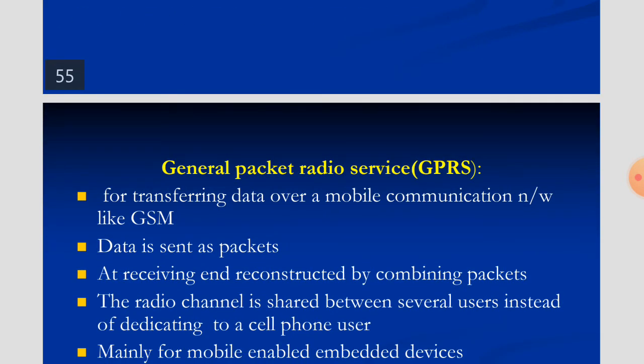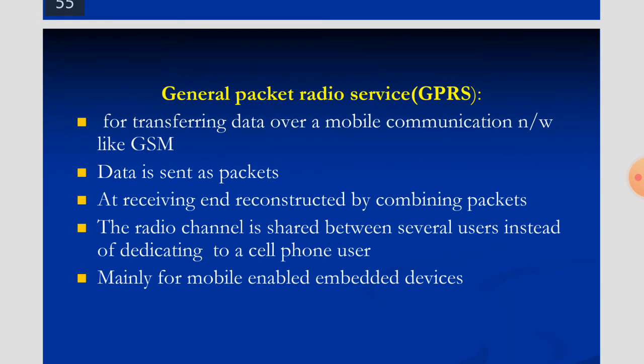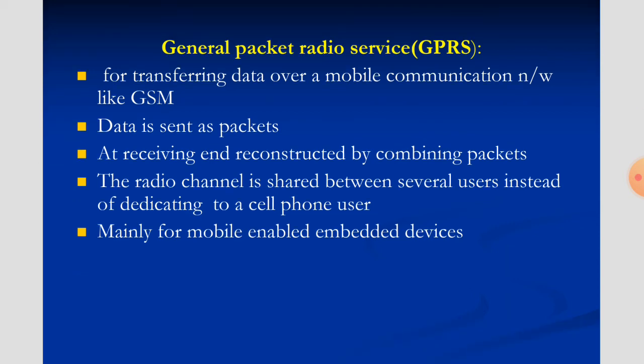Next is General Packet Radio Service, GPRS. Nowadays, if you want a network connection in your mobile, you say 2G, 3G, 4G. First, start with GPRS, the General Packet Radio Service, which gives the service for data as well as voice in mobile communication networks like GSM. It sends the data in terms of packets. After receiving the data, it recombines or reconstructs all the received packets, and finally you get the messages.